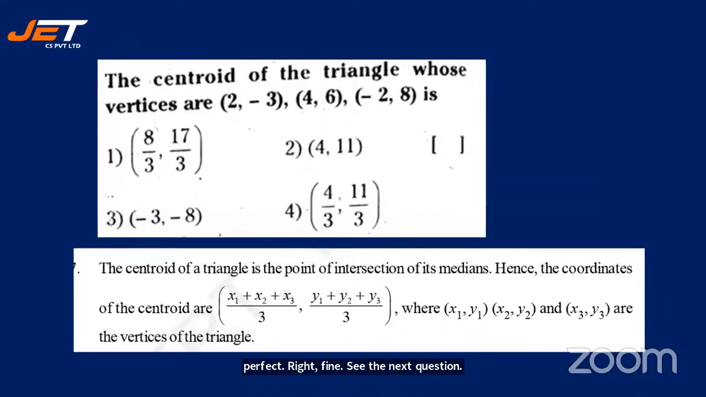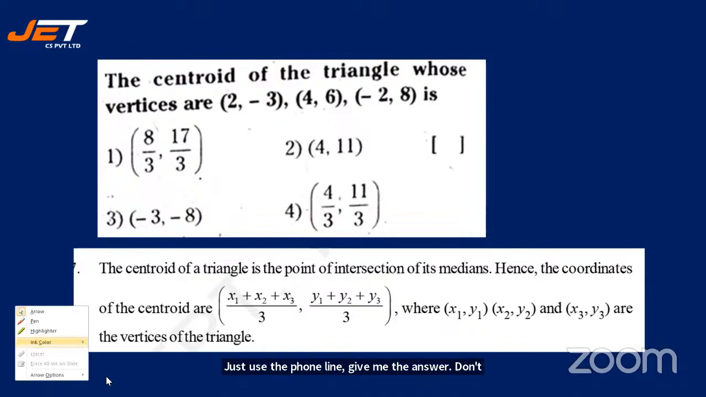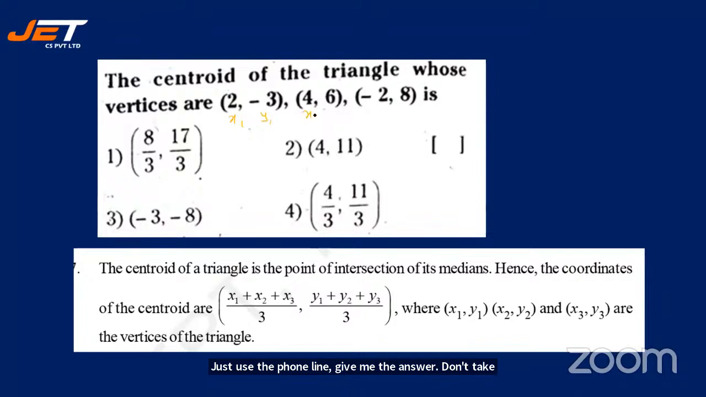Very easy. This should be a real cakewalk for us. The centroid of the triangle whose vertices are... Just use the formula and give me the answer. Don't take too much time. It's supposed to be very simple. x1, y1, x2, y2, x3, y3. So x1 plus x2 plus x3 by 3, comma, y1 plus y2 plus y3 by 3.